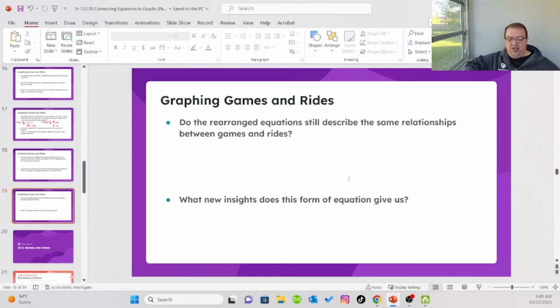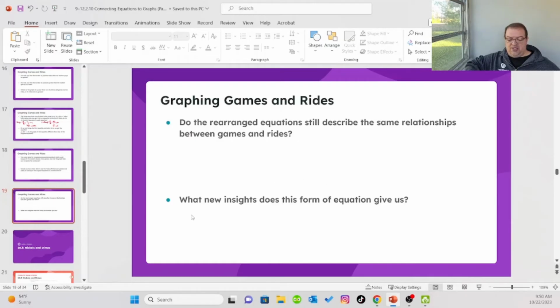Do the rearranged equations still describe the same relationships between games and rides? Again, yes, all we are doing is rearranging the equations. The equations are still equivalent to each other and therefore still have the same solutions. It has not changed the relationships at all.